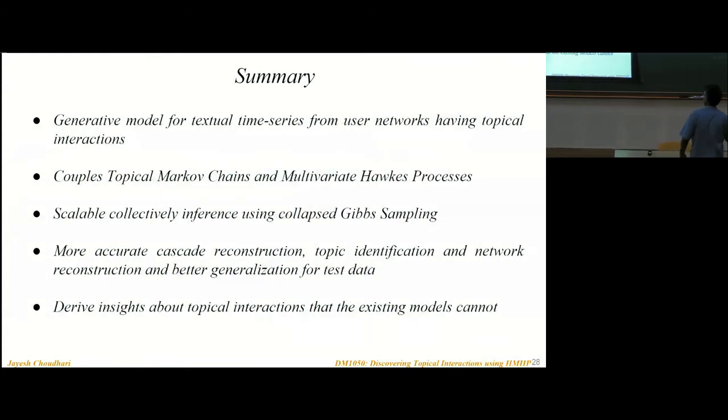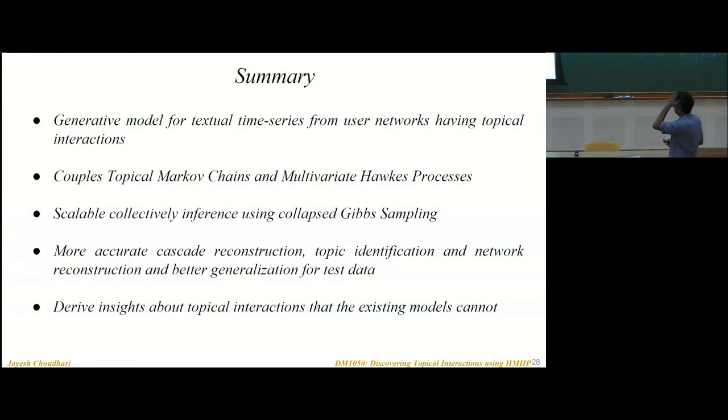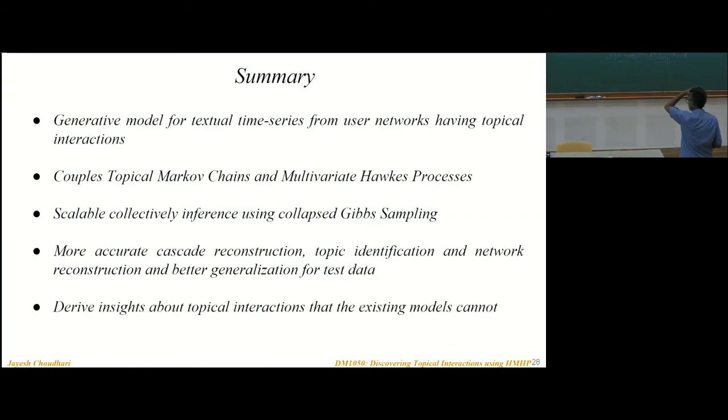So basically, here's a summary. We have an interesting generative model for modeling textual time series from user networks, in which these time series have unobserved topics, and these topics have topical interactions. It has this interesting part of the model that couples Markov chains with a multivariate Hawkes process, and we have a pretty efficient inference method for it, because the largest data that we were working on was 500K, and now it has actually grown bigger. We do have significantly better results compared to the existing state-of-the-art baselines, and we can derive interesting insights about topical interactions that the existing models cannot.